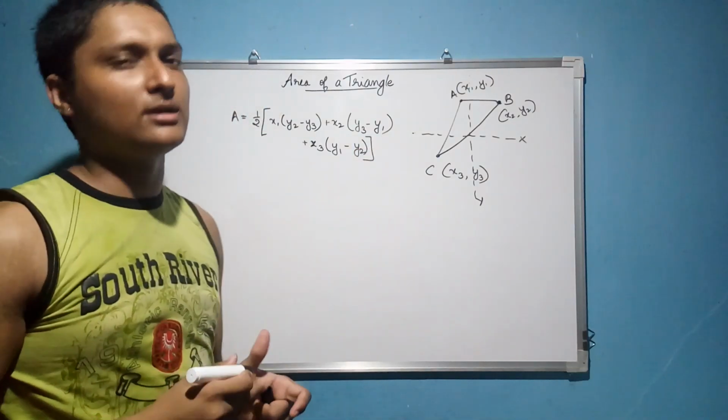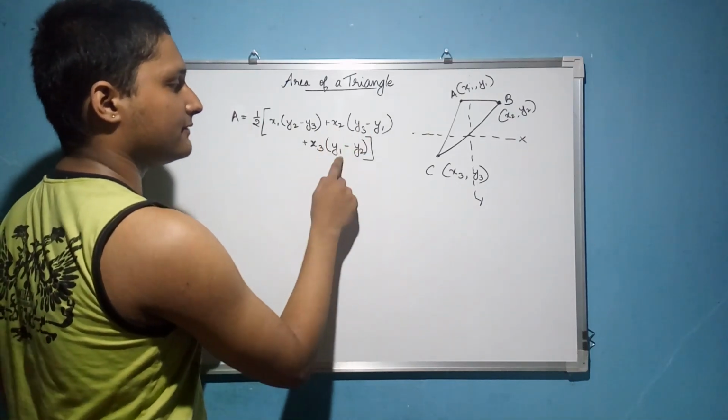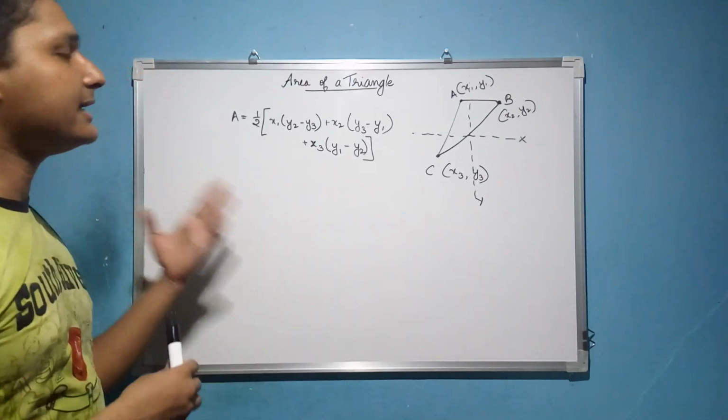This is the general formula. It looks like a very big expression. It's in the cyclic order: 1 2 3, 2 3 1, 3 1 2. That's all about the area of the triangle.